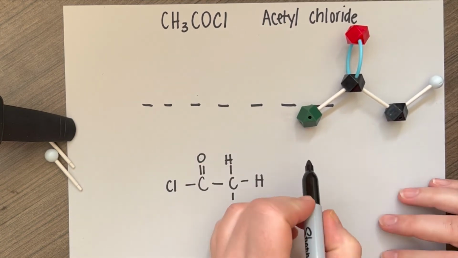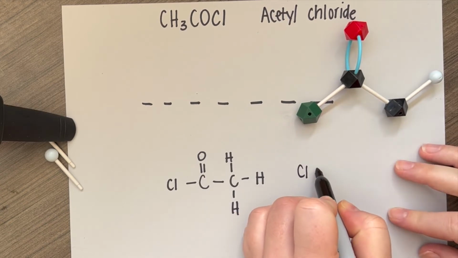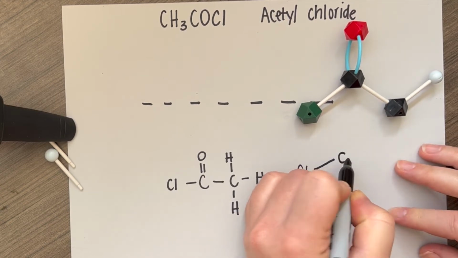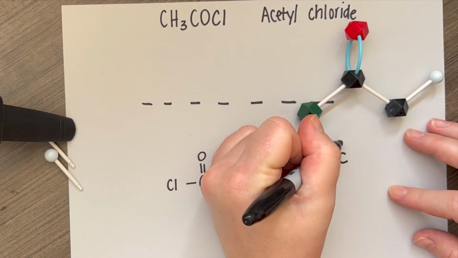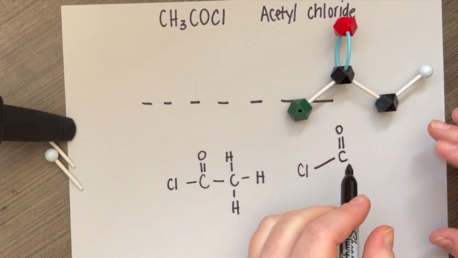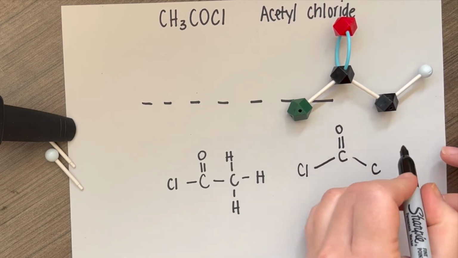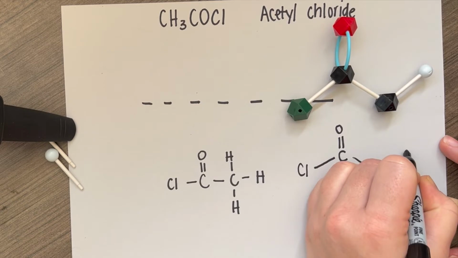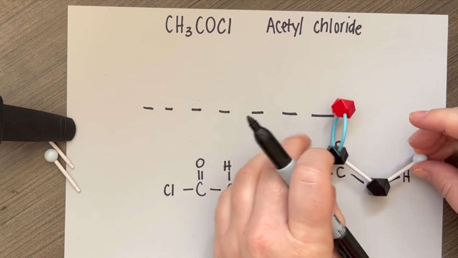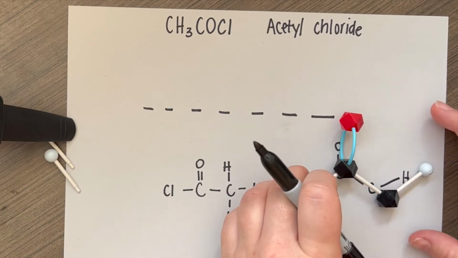So I'm going to start with chlorine. Then it goes up to carbon. That goes straight up to a double bonded oxygen, down to another carbon, and then up to a hydrogen. You can see that this is pretty much the same geometry that I'm seeing in my molecule.